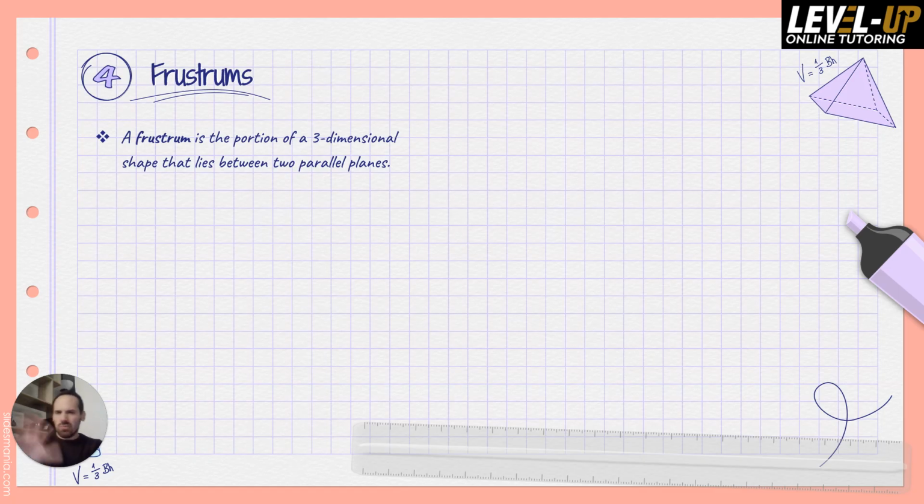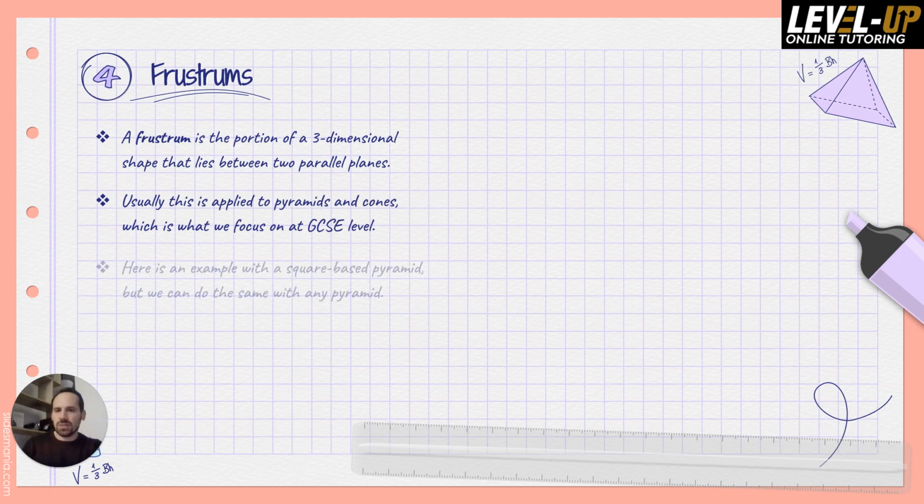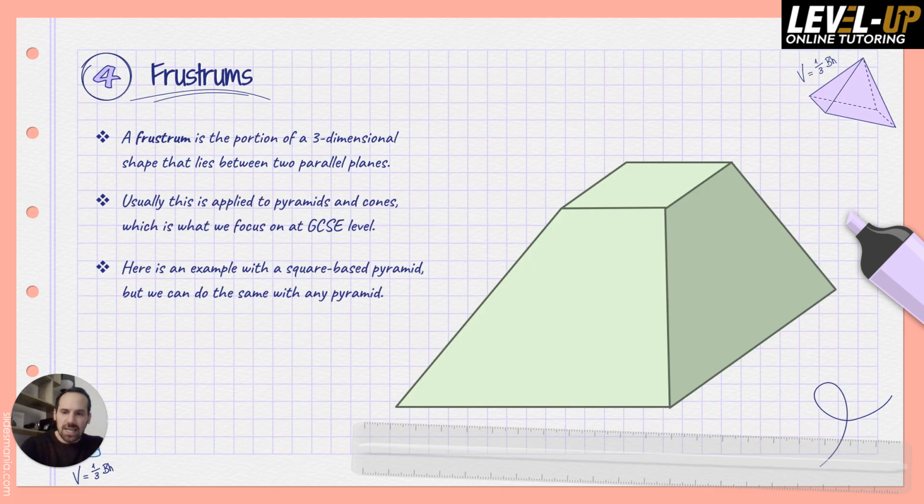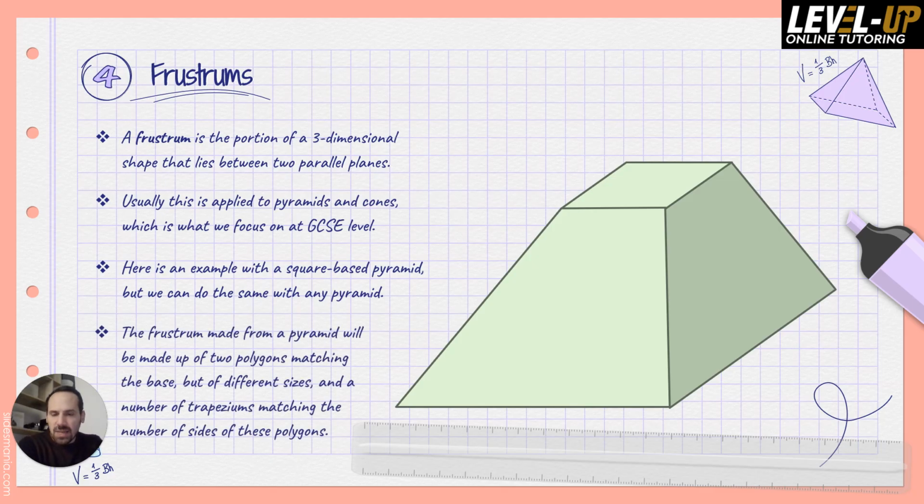But at GCSE level, we only really look at a few particular cases, typically applied to pyramids and cones. So you take something like a pyramid here, and you can imagine slicing horizontally to the base of the pyramid, something like this. I've sliced right through, and I take that top part off, and what's left here is known as the frustum. You can see it's made up of two polygons, matching the base of the original pyramid.